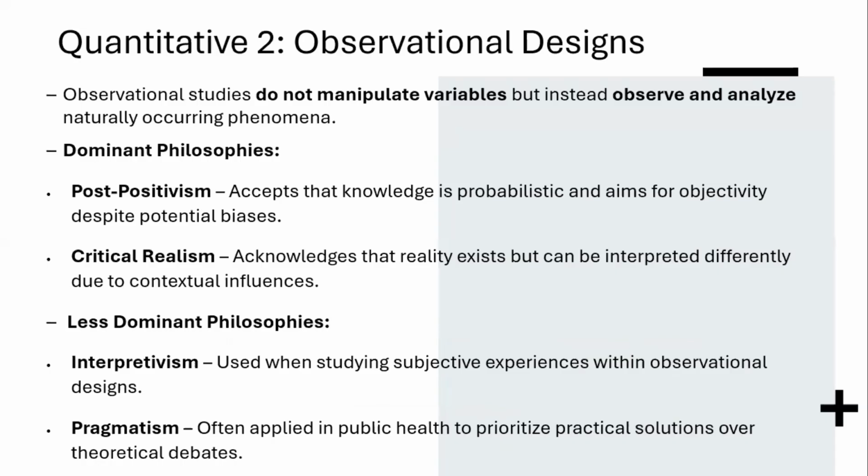Now, in observational studies, you are not going to manipulate any variable. Instead, you are going to do your research to observe and analyze naturally occurring phenomena. So anytime you are not manipulating the variables in your study, it means that whatever you are doing falls under observational research. You are observing and analyzing data. Now, different theories can be used. And mind you, this is also quantitative. Classical positivism, post-positivism, critical realism, and all of these can be used in observational designs.